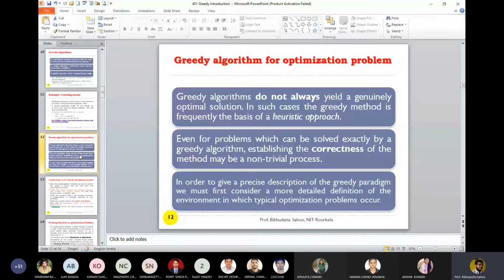So in general, we can say greedy algorithms do not always yield the genuinely optimal solution. In such cases, the greedy method is frequently used as a basis of a heuristic approach. There are two ways of arguing like this. As it is not going to produce an optimal solution, it is a heuristic approach. Or when we do the selection, we don't do much evaluation. We only go by the rule of which one is minimum or maximum.